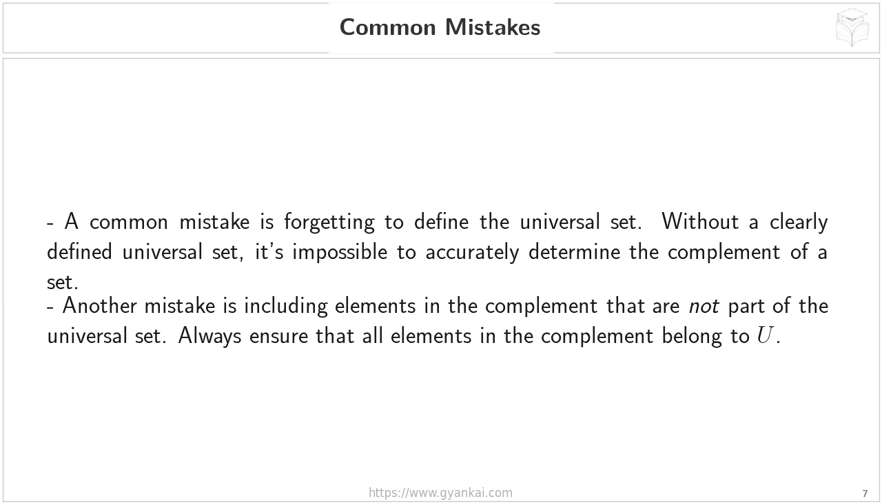And that leads us to the second common mistake. Sometimes, students accidentally include elements in the complement that aren't actually part of the universal set. Remember, the complement contains only those elements that are in the universal set, U, but not in the set A. So, always double-check that every single element you've included in your complement is also present in your original universal set. If it's not in U, it doesn't belong in A prime, the complement of A.